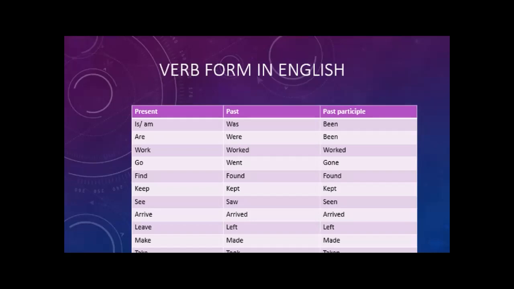Look at the verb forms in English. There are three main parts of a verb: present, past, and past participle. Present is am. It becomes was in the past tense. Past participle: been. Are, were, been. Work, worked, worked. Go, went, gone. Find, found, found. Keep, kept, kept. See, saw, seen. Arrive, arrived, arrived. Leave, left, left. Make, made, made.